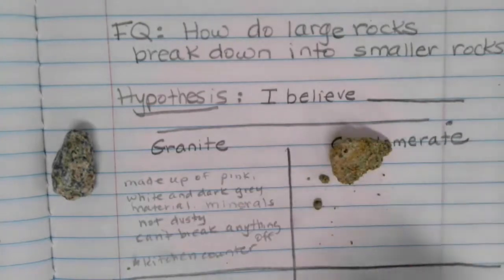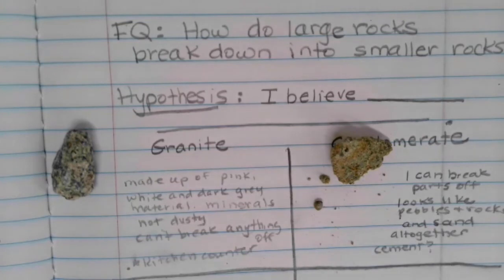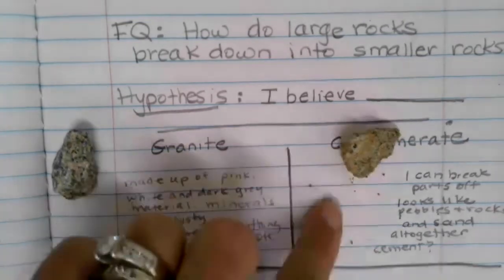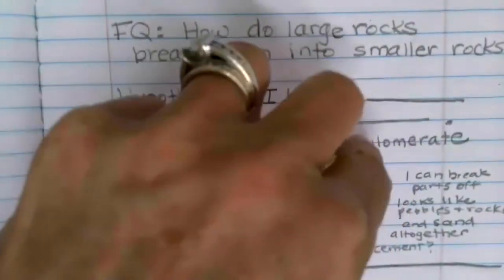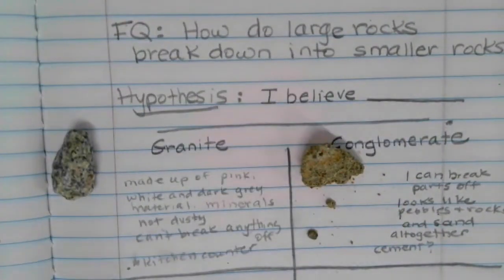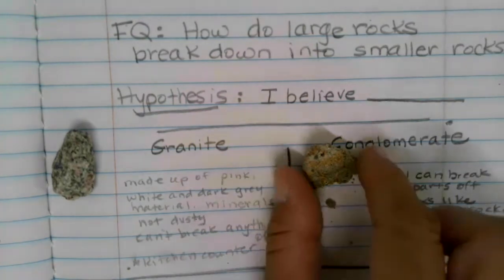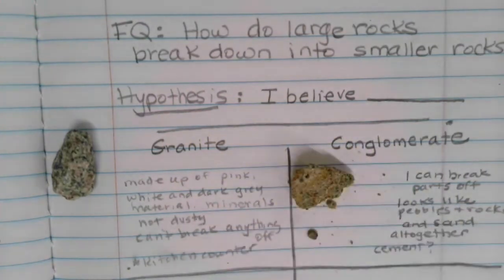Okay, so now I want you to make your observations on conglomerate. For this one, I said I can break parts off, because look what happened. I broke those pieces off just with my fingers. And it looks like pebbles, rocks, and sand all together. And then I wrote cement.